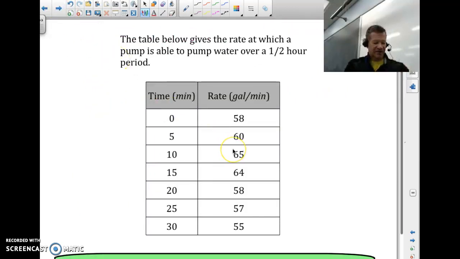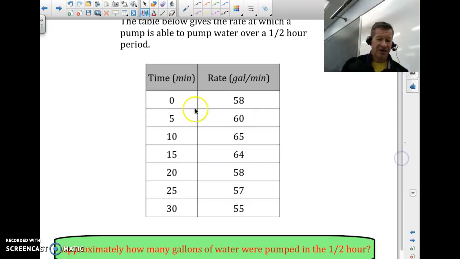Okay, what if you're given a table of values rather than a graph or a function? The table below gives the rate at which a pump is able to pump water over a half hour. Well, now we're going to have to do an approximation. The best way to do an approximation is either to use a trapezoidal rule, it'll be the most accurate, or a midpoint Riemann sum. I'm going to use a midpoint Riemann sum because it's pretty simple to do.